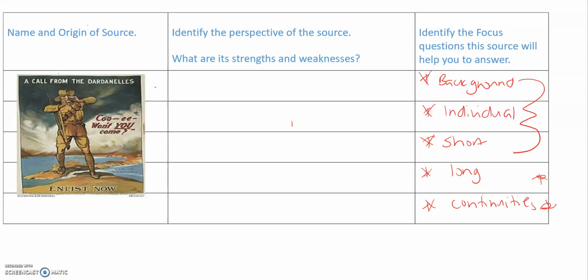Okay, so we've got this one here, a source I've just plonked in because it's in an imprint, looks a bit weird, but you'd normally just put it in this section here. So I have chosen a recruitment poster. It is an Australian recruitment poster. The name of it is Australian Recruitment Poster, A Call from the Dardanelles. The origin, I have found this one on the website. The original author of the source is the Department of Defence.